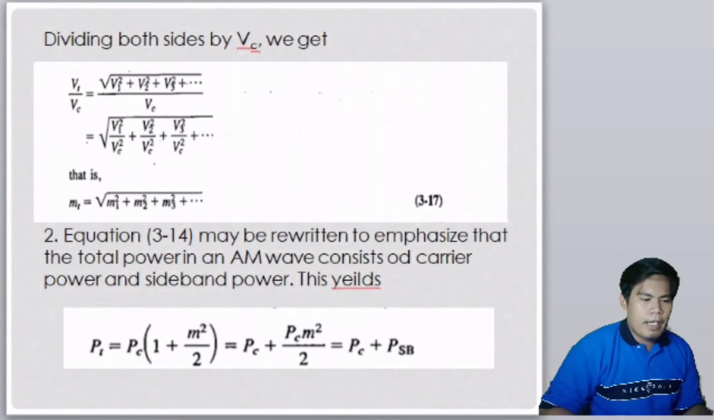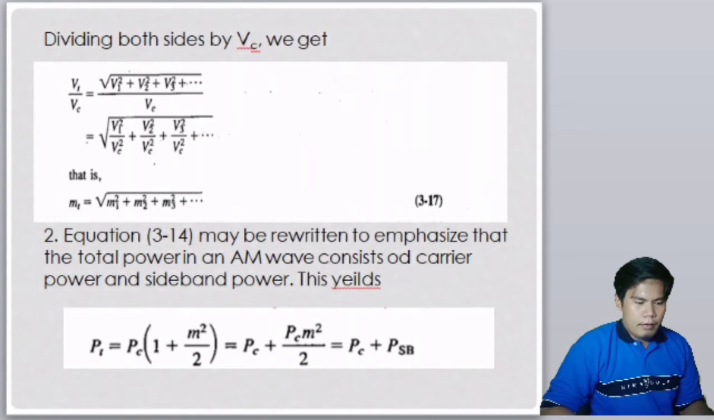Dividing both sides by the voltage carrier, we get ET over EC is equal to the square root of E1 squared plus E2 squared plus E3 squared and so on, over EC, which is equal to the square root of E1 squared over EC squared plus E2 squared over EC squared plus E3 squared over EC squared, and so on. That is, MT is equal to the square root of M1 squared plus M2 squared plus M3 squared, and so on.